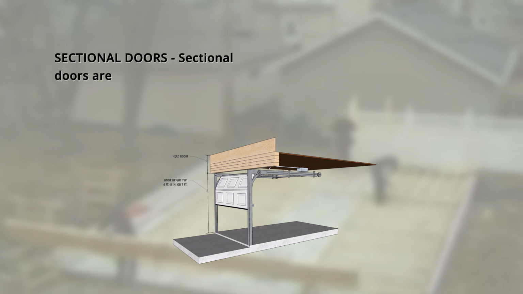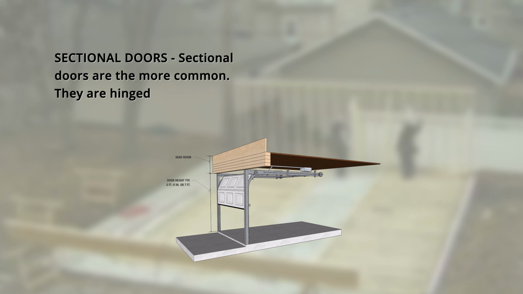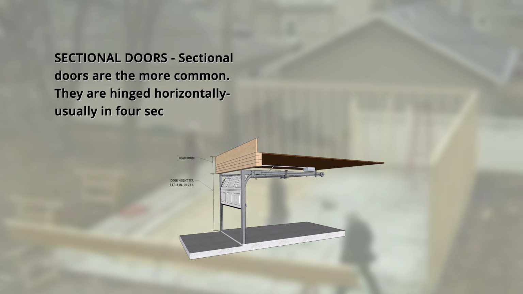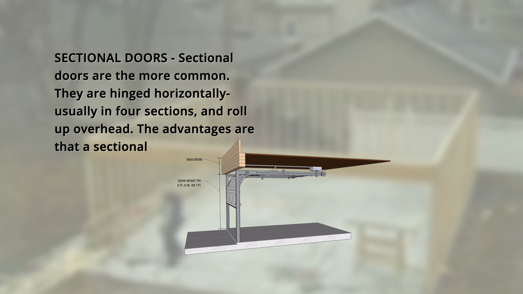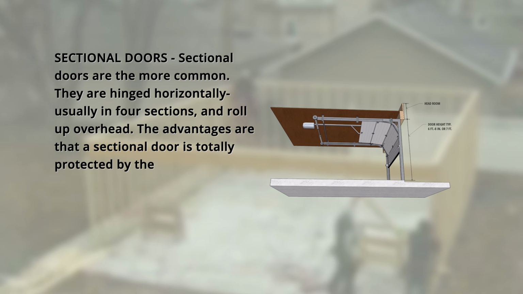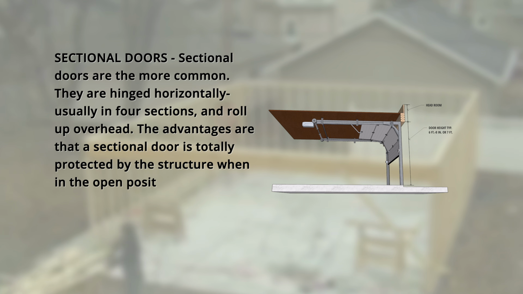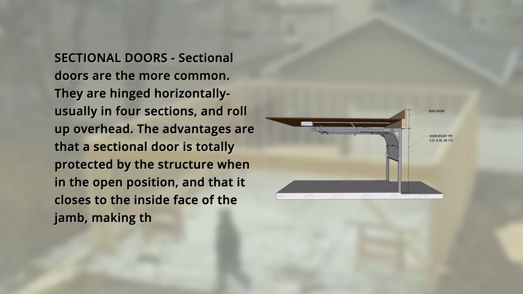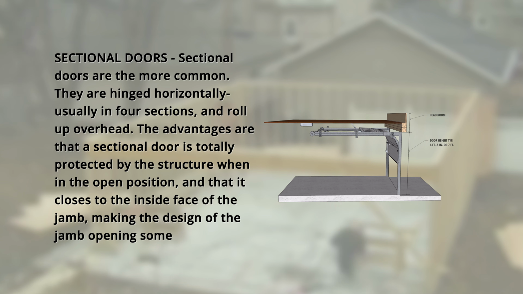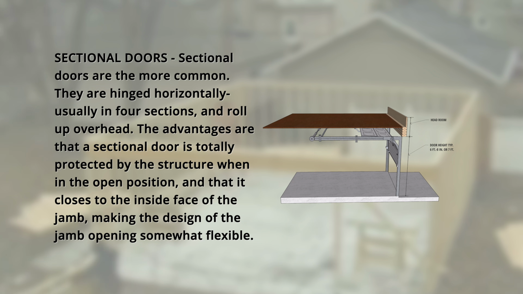Doors. Sectional doors. Sectional doors are the most common. They are hinged horizontally, usually in 4 sections, and roll up overhead. The advantages are that a sectional door is totally protected by the structure when in the open position, and it closes to the inside face of the jamb, making the design of the jamb opening somewhat flexible. Let's reference this detailed illustration here on the right.